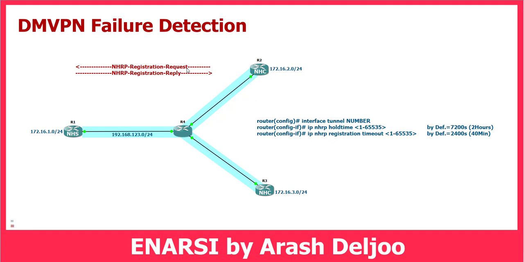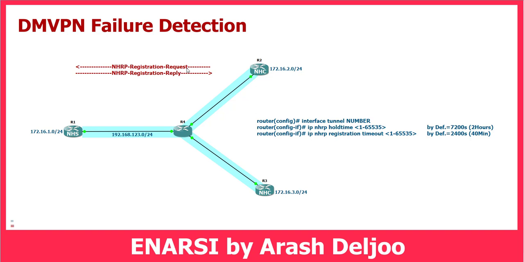DMVPN failure detection. In this video, I'm going to talk about the mechanism of failure detection in DMVPN. You know that in DMVPN, we have multiple components. For example, one of them is mGRE. Another component is NHRP, and also the IGP or some other components. Here, we are talking about failure detection with NHRP.